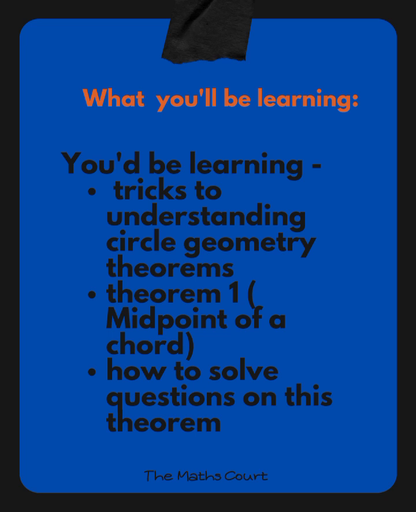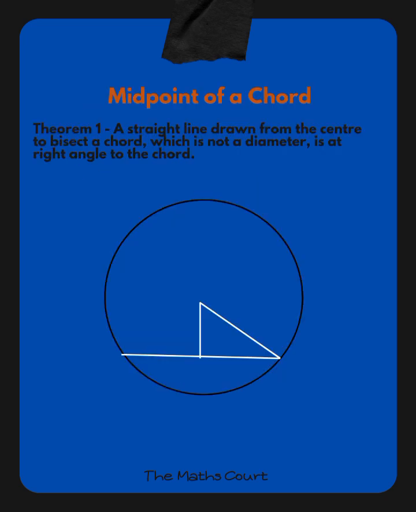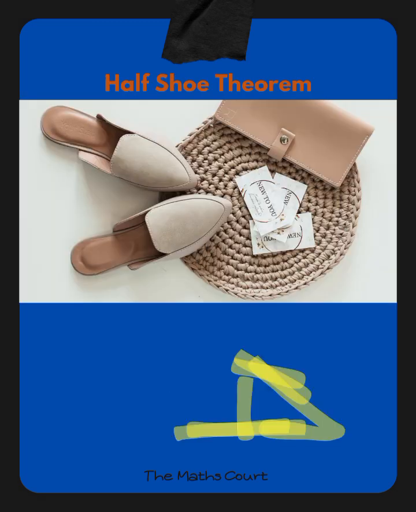The first theorem is the midpoint of a chord, and this theorem states that a straight line drawn from the center to bisect a chord, which is not a diameter, is at right angle to the chord. And I call this theorem the half-shoe theorem. Why? Because it looks like a half-shoe.